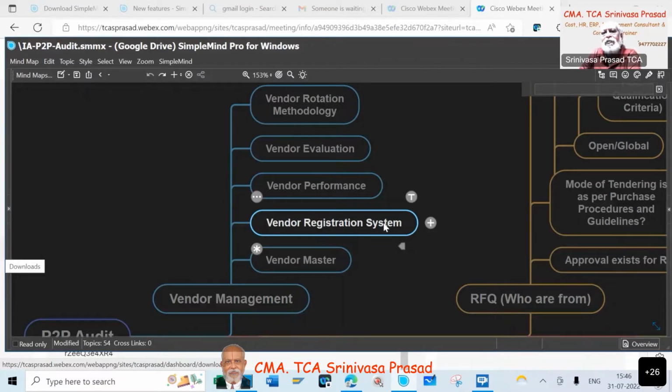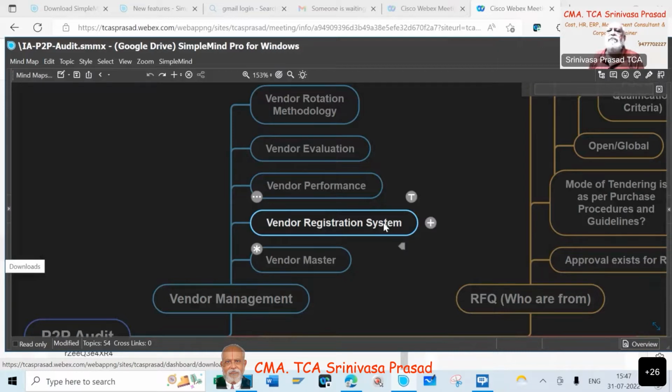How do you register a vendor? Yeah, Chiranjeev. Whoever comes, we register, or do we have some sort of checkpoints and all that we follow, or what? How do we do it in an organization? When we go for an audit, what are we supposed to see in the vendor registration system? If the company starts registering any Tom, Dick and Harry, is it the right approach or is it not the correct approach? Any idea?